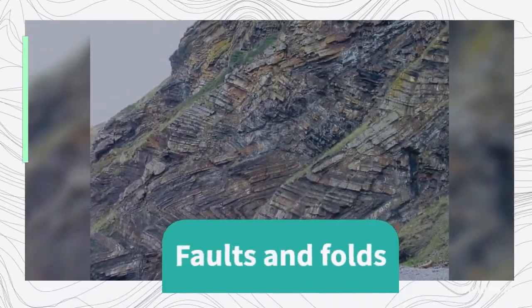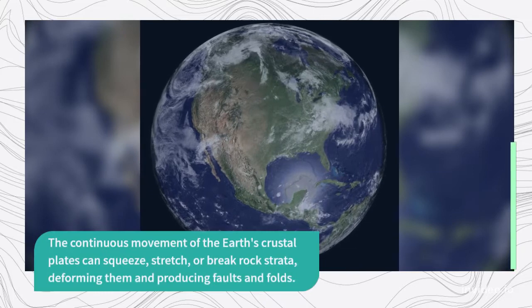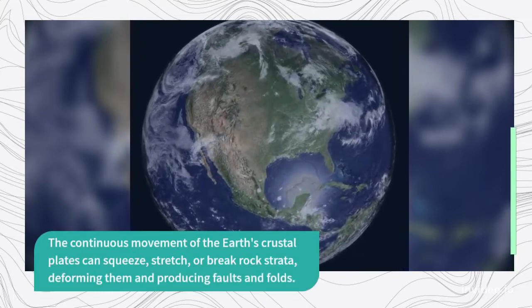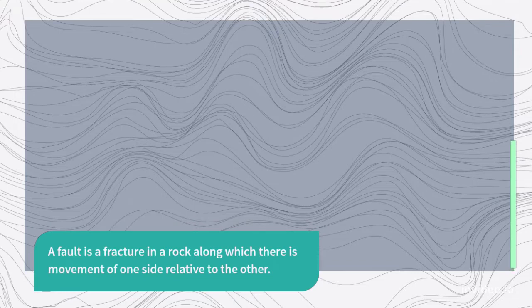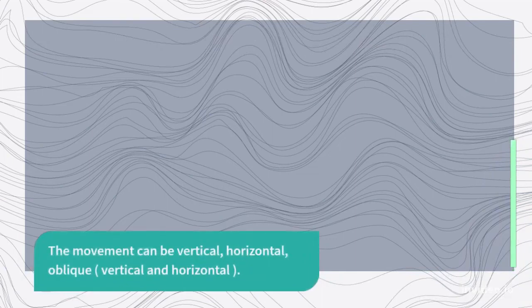Faults and folds. The continuous movement of the Earth's crustal plates can squeeze, stretch, or break rock strata, deforming them and producing faults and folds. A fault is a fracture in a rock along which there is movement of one side relative to the other. The movement can be vertical, horizontal, oblique, vertical and horizontal.